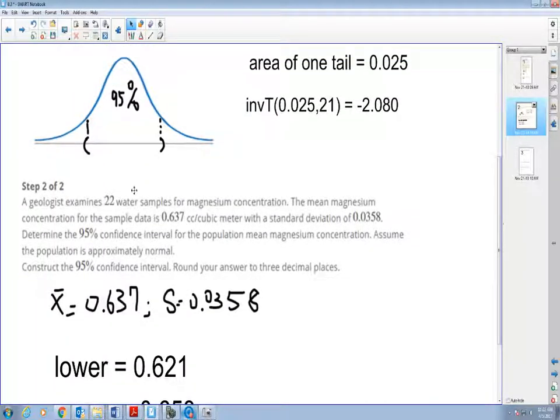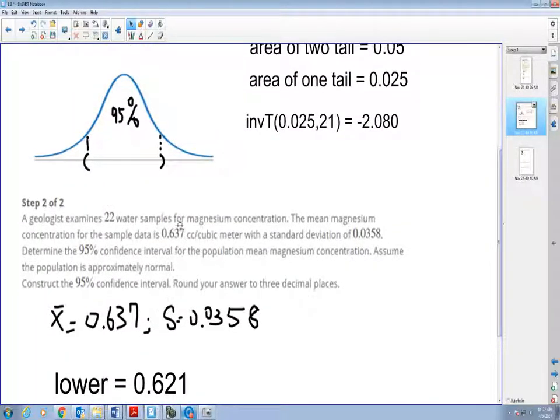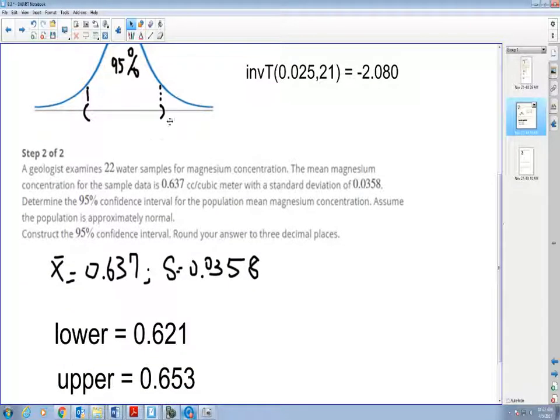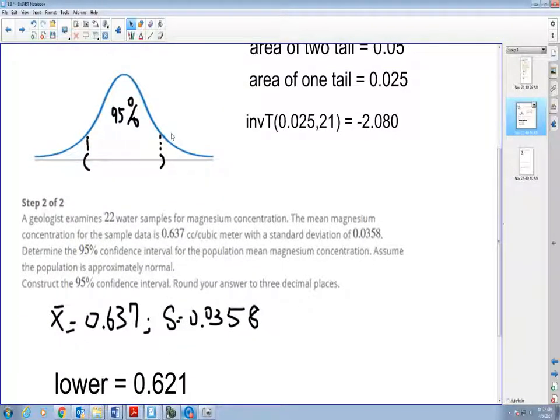So we are 95% confident that the true mean of magnesium concentration is going to be between 0.621 and 0.653, based on the sample. Remember, this is always based on the sample mean, the point estimate that we obtained.